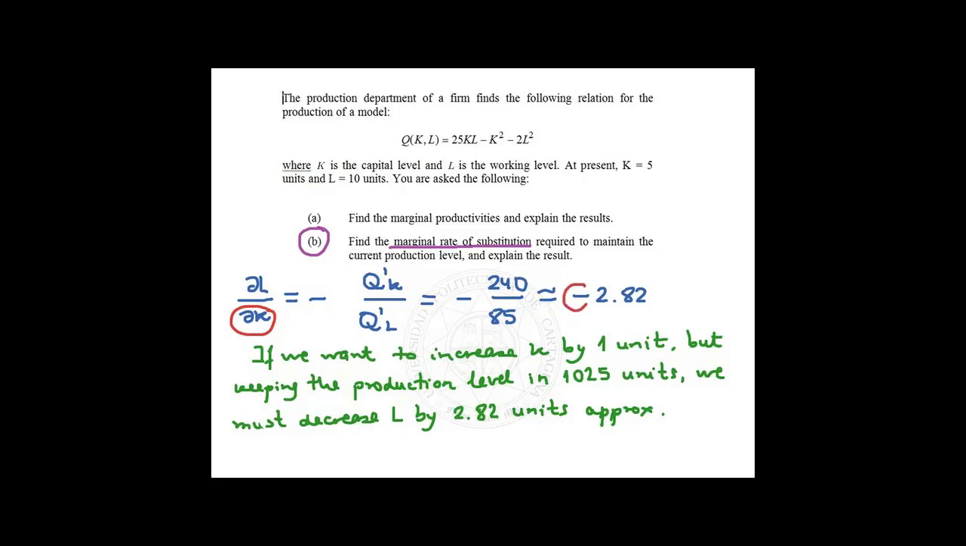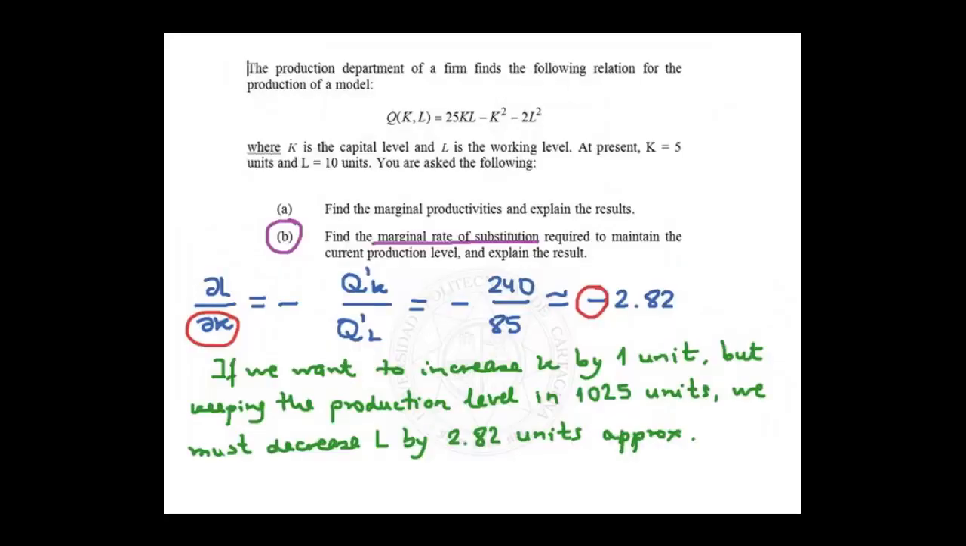This means that if we want to increase K by 1 unit, which is in the denominator, but to keep the production level as it is at 1025 units, we must decrease L by 2.82 units approximately.